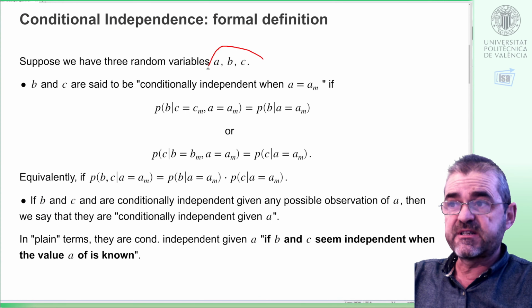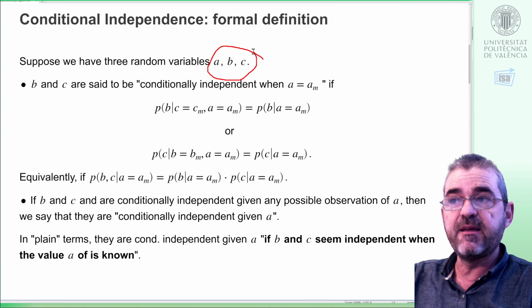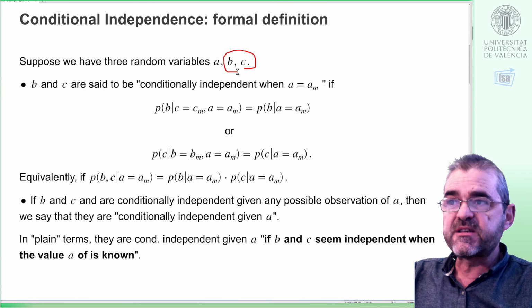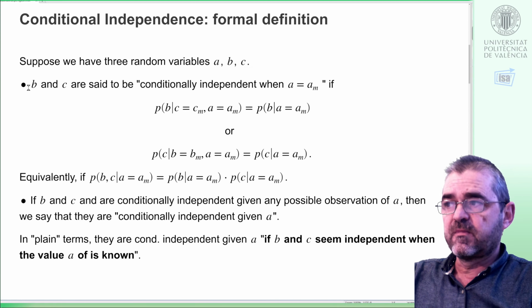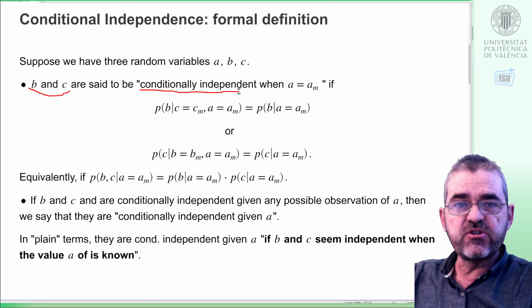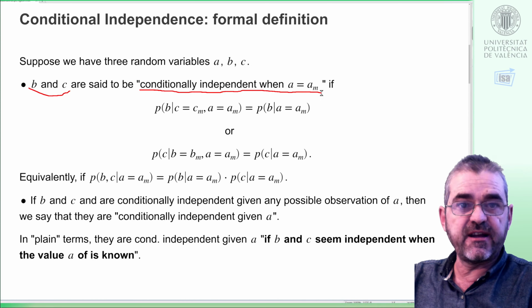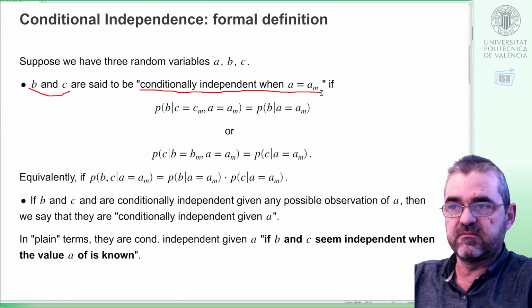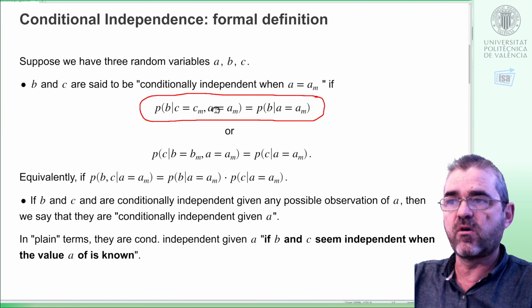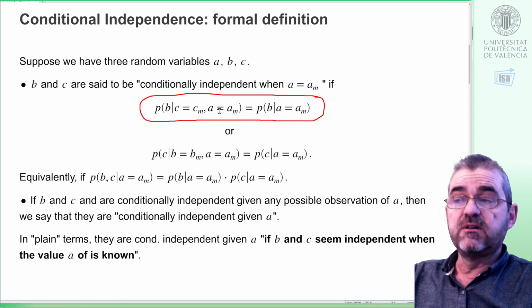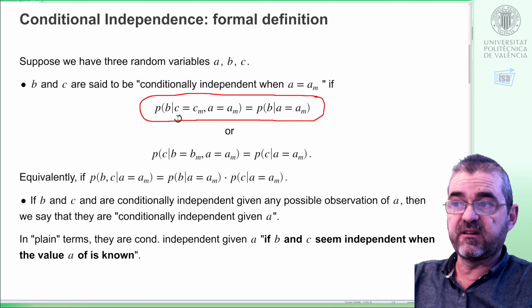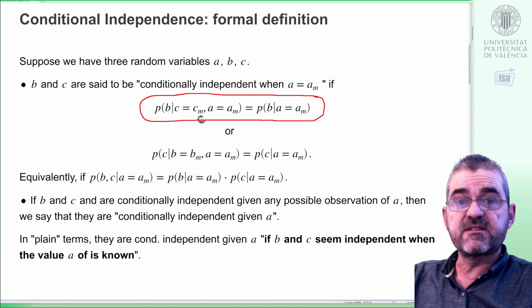Conditional independence involves three random variables. Let's call them A, B, and C. And it discusses a special relationship between B and C given A as follows. B and C are said to be conditionally independent when A is a given value, let us call it AM, A measured, if this holds: if the conditional probability of B given knowledge that A takes value AM is equal to the conditional probability of B given knowledge of A and of C.